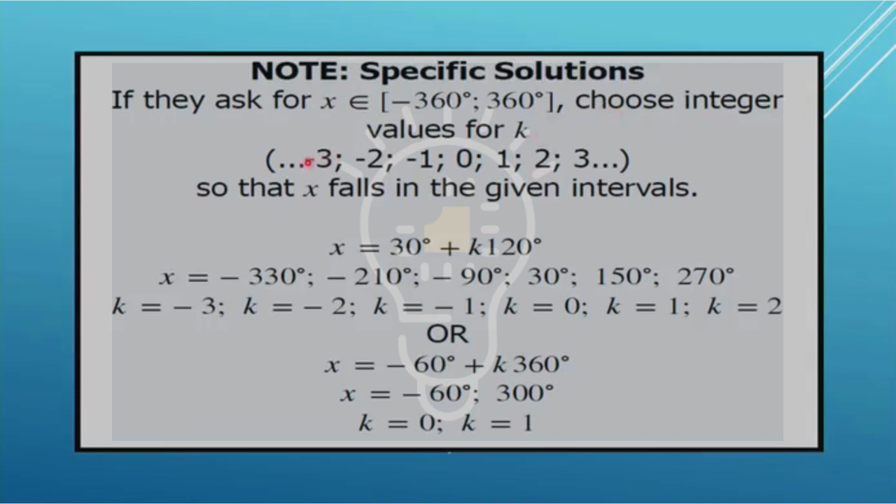In other words, we need to start at, say, minus 3, minus 2, minus 1, 0, 1, 2, and find out where the angles will fall in there. So, for example, if x is equal to 30 degrees plus k times 120, if I substitute minus 3 for k, I multiply minus 3 times 120 degrees, and I add 30 to that, I'm going to get minus 330 degrees. If I take minus 2 and substitute it for k, multiply that by 120, and add 30, I'm going to get minus 210, right? And that's what this particular slide illustrates right here.